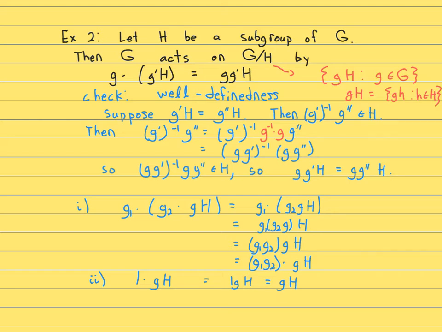Now we need to actually show it's an action. That's just a calculation. Do this product. So g1 times g2 times gH. Well, by definition of action, this inner term is just g2 gH. By definition of action again, g1 dot this coset is the coset associated to g1g2g. But multiplication is associative, so we can move the parentheses over. And then we see we have the coset we get when we act on gH by g1 times g2.